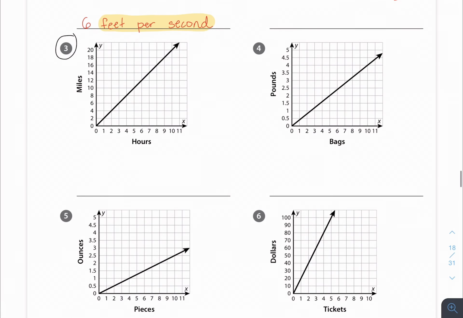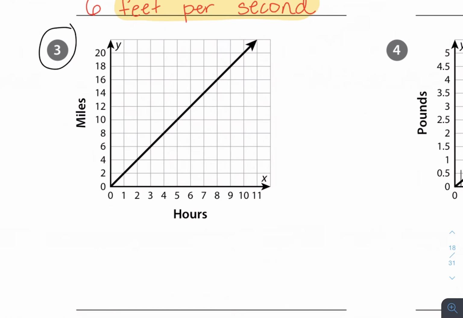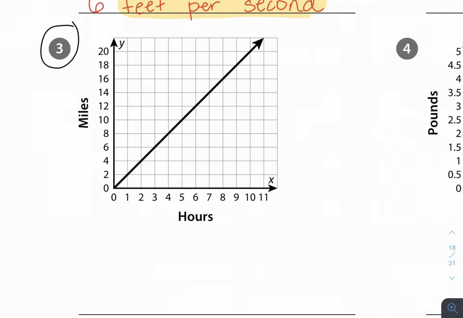Now question number 3 is on a graph. So what you're going to want to do is you're going to want to take 2 points, because you need 2 points in order to find the slope. So take 2 points, and it can be any 2 here. So I'm going to take, and there's a lot here that we can use, the first point, 0, 0, and this point right here, 7, 14.